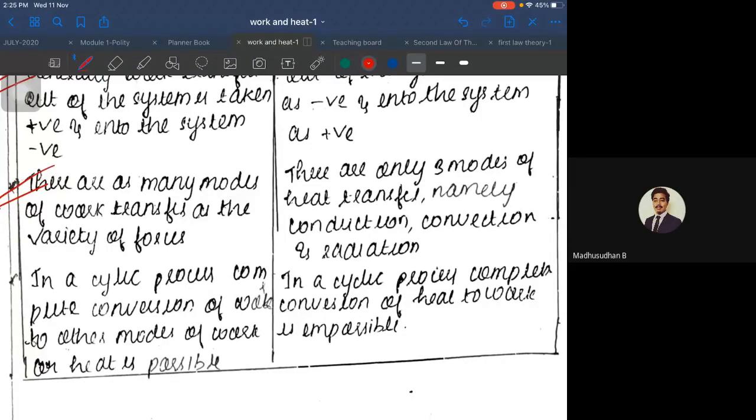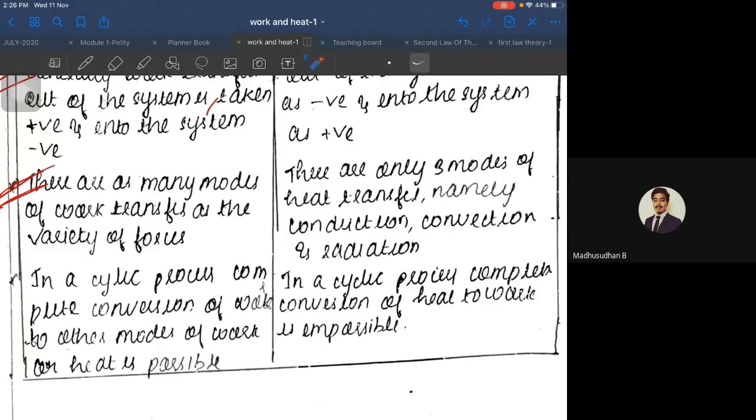Read me the fourth statement. There are as many modes of work transfer as there are varieties of forces. You have just analyzed the work transfers. How many types of work transfer? Shaft work, stretching a film work, stretching a wire work, flow work. Different types of work are there. It corresponds to the number of forces.